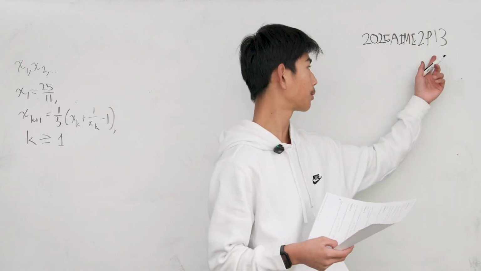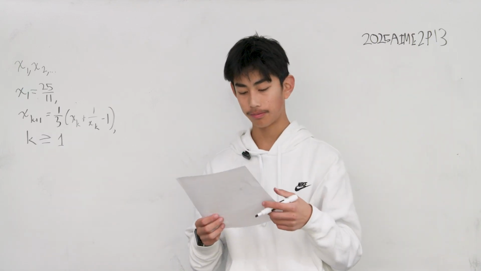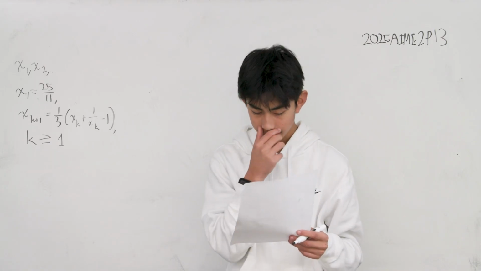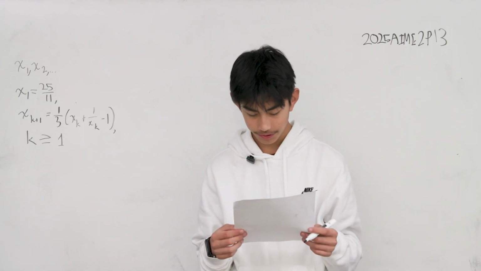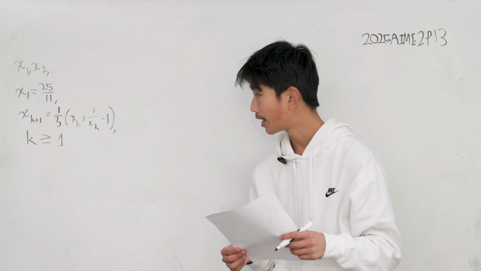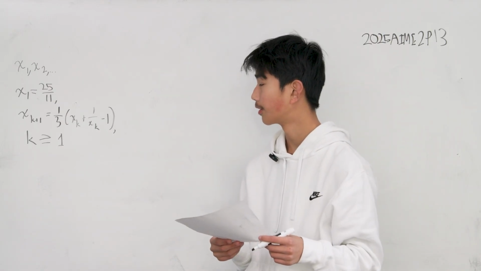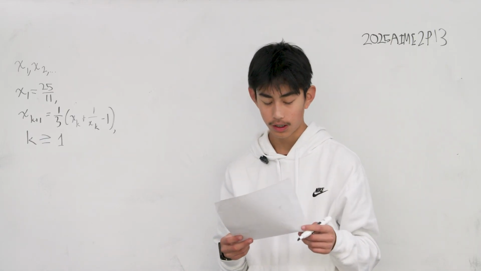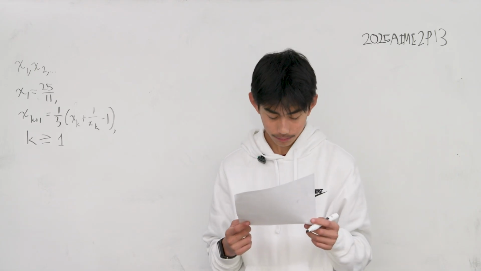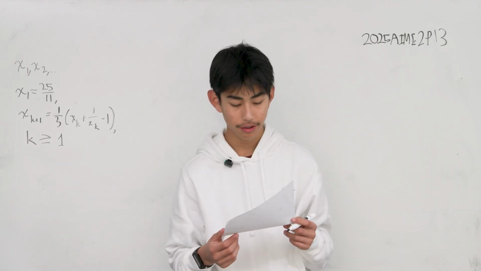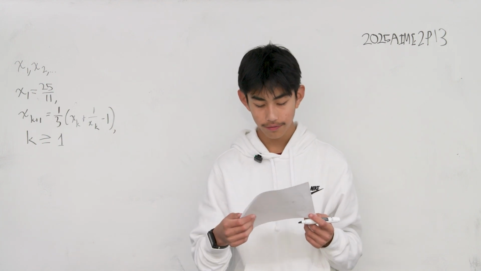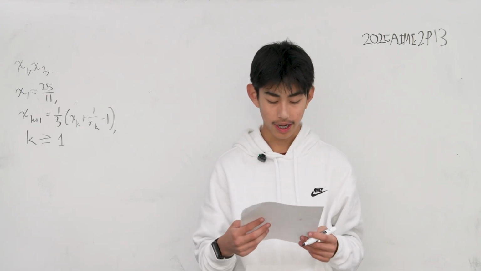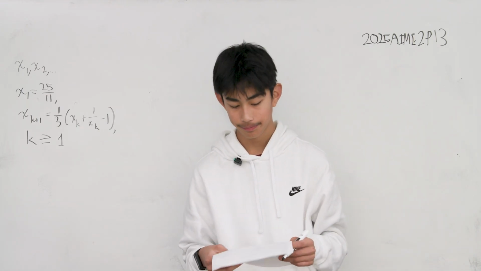We're solving problem 13 from the 2025 AIME 2. Let the sequence of rationals x sub 1, x sub 2, and so on be defined such that x sub 1 is 25 over 11, and x sub k plus 1 equals 1/3 times (x sub k plus 1 over x sub k minus 1) for all k greater than or equal to 1. Then x sub 2025 can be expressed as m over n for relatively prime positive integers m and n. Find the remainder when m plus n is divided by 1000.